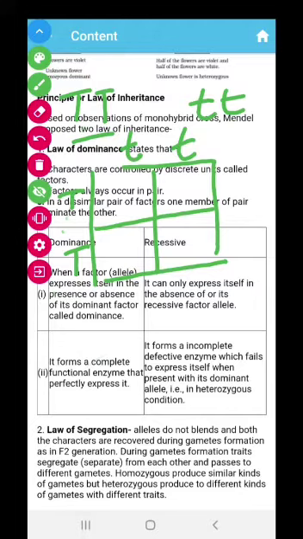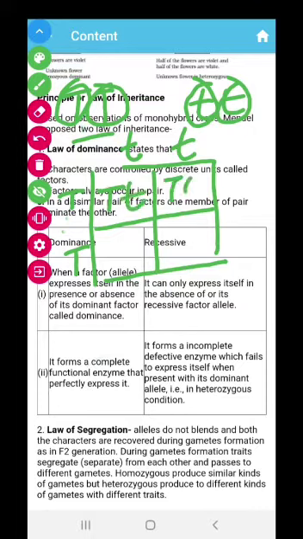Because in sexual reproduction gametes are formed, and gametes are haploid. Only one T will come in one pollen grain, another T will go in another pollen grain. In the same manner, one small t will come in one egg cell, another small t will go in another egg cell. So from the combination of these two, the plants produced will be capital T small t, capital T small t, capital T small t, capital T small t.